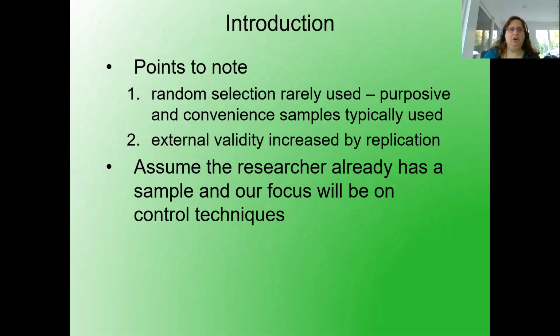So let me start off with giving you a couple of points to note. Random selection, as it turns out, is rarely used. Purposive and convenient samples are typically used. So how do we get to external validity if there's no random selection? Because we talked about last time that random selection is one of the best ways to get external validity. Well, the truth is that external validity tends to be increased by replication. In other words, repeating the study again and again and again with different samples.